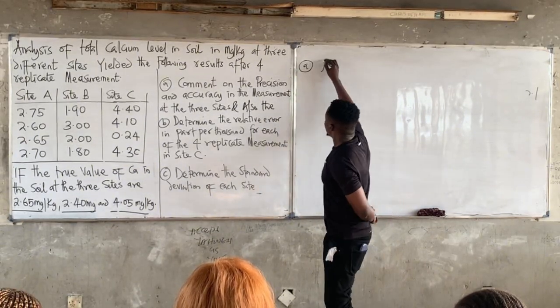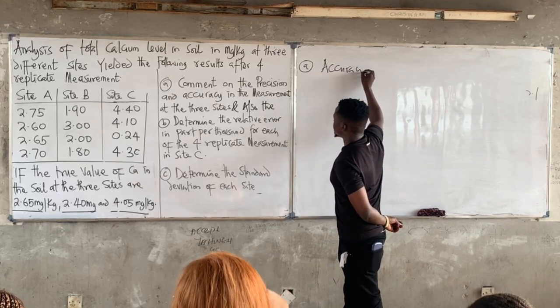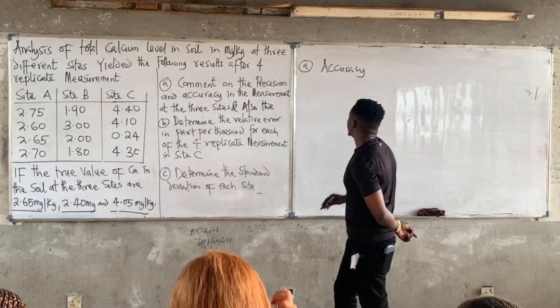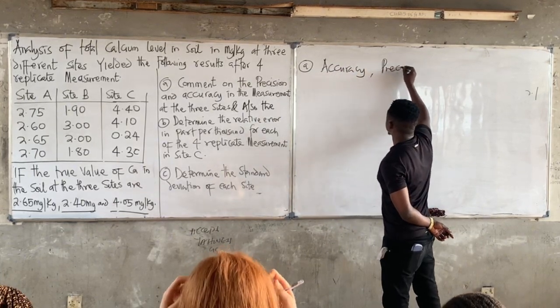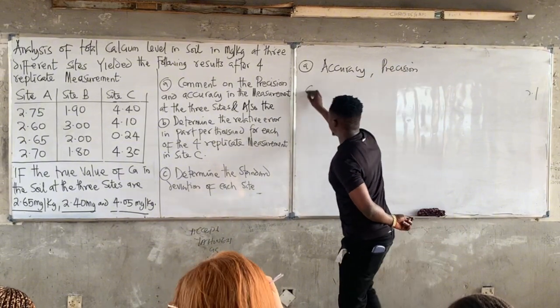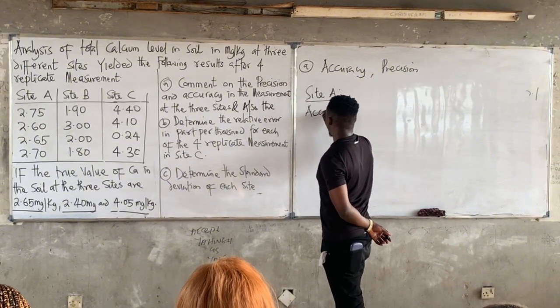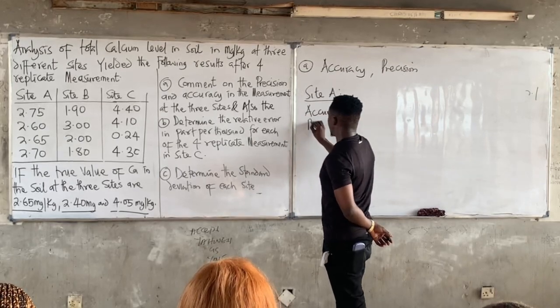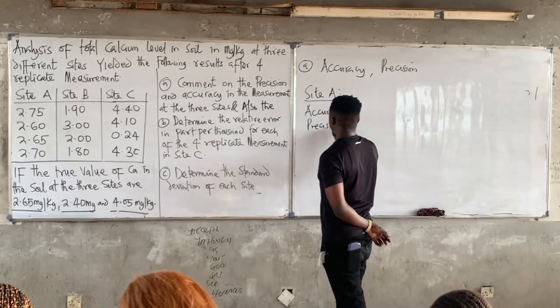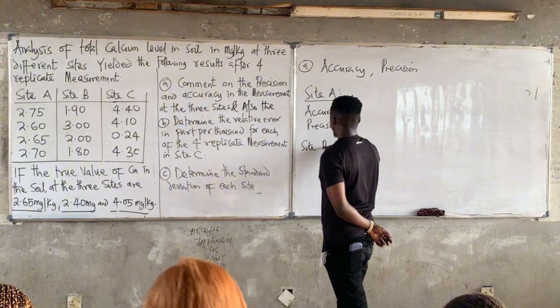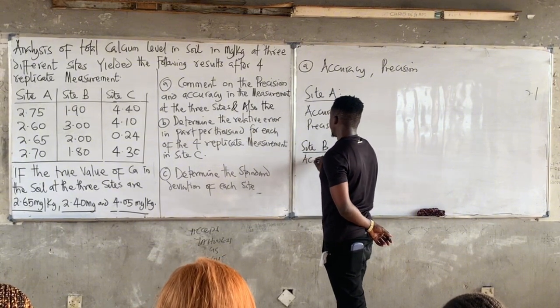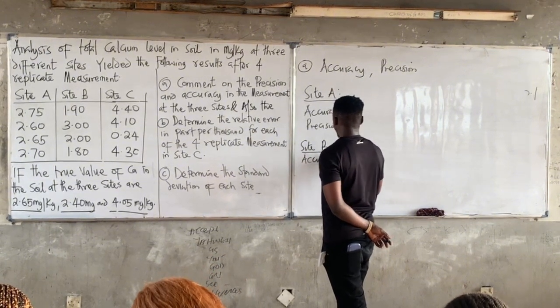First, what is accuracy? And also, what is precision? So let's say for site A, I'll talk about the accuracy and precision. For site B, I'll do the same thing. Accuracy.